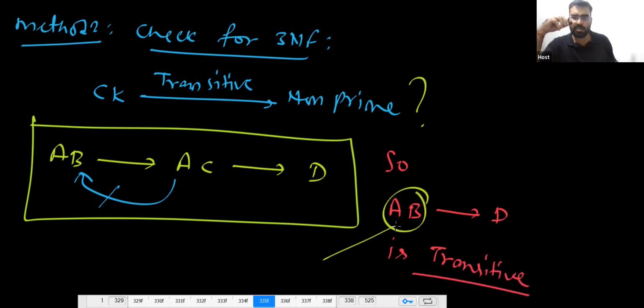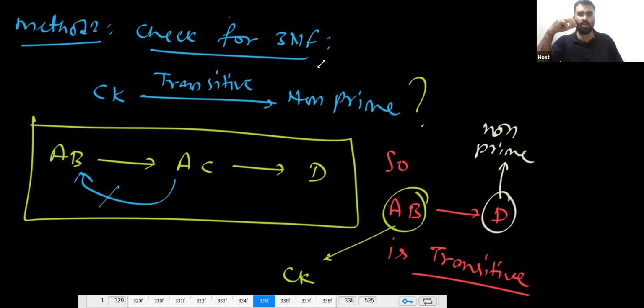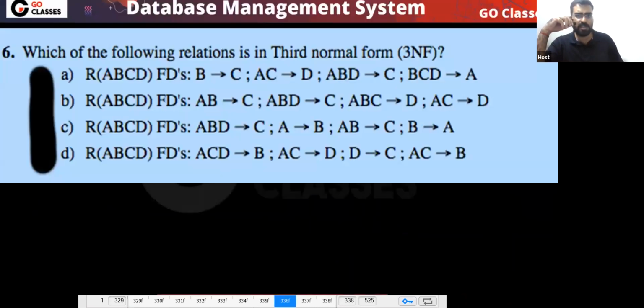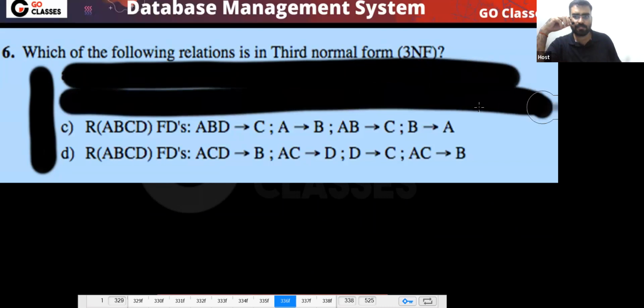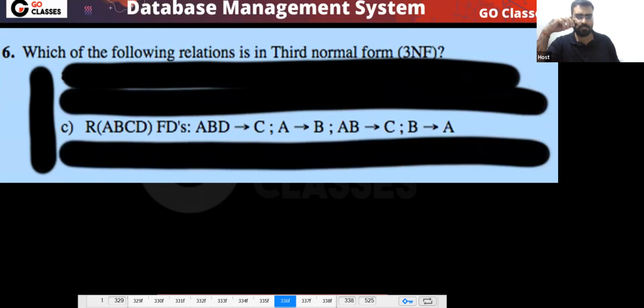AB determining D, this is transitive, where this is a candidate key and this is a non-prime attribute. Tell me, is this clear? Okay, so this is another method. You have this type of transitive dependency. So not 3NF. What about the third one?